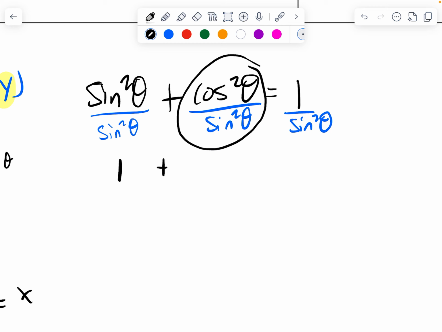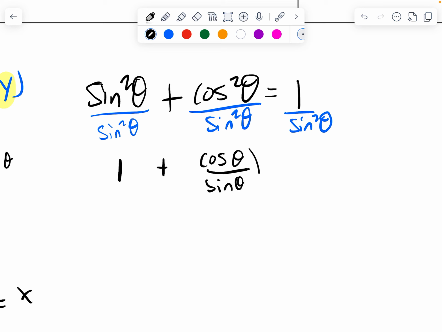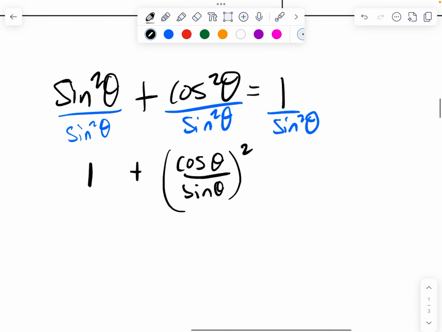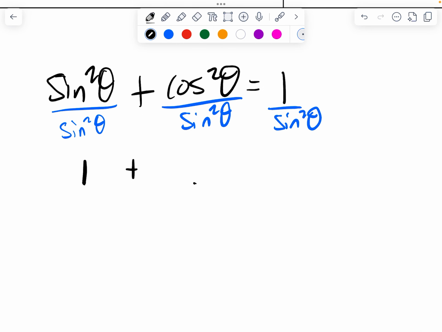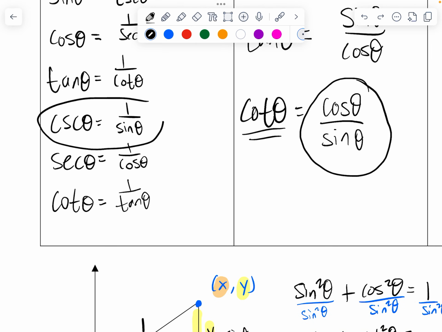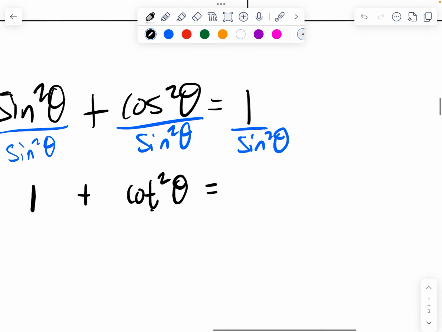Now this is going to be the same thing as cosine over sine squared, like that, right? Having those squares separately is the same thing as having them together. And fun fact, you just happen to know that cosine over sine is the same as cotangent, which means that this is really just another way to write cotangent squared equals, and then for the same reason, we just happen to know that 1 over sine is cosecant, which means that when you're looking at 1 over sine squared, that is the same thing as cosecant squared.